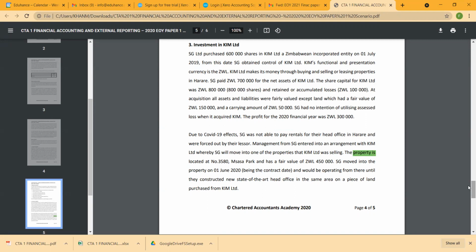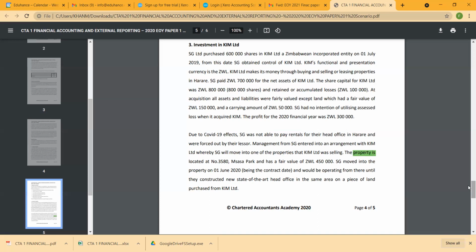Kim's functional and presentation currency is Zimbabwe dollars. Kim makes its money through buying and selling or leasing properties in Harare. SG paid 700,000 for the net assets of Kim. The share capital of Kim was $800,000, and the accumulated loss was $100,000. At acquisition, all assets and liabilities were fairly valued except land, which had a fair value of 150 and a carrying amount of 50,000. SG had no intention of utilizing assessed losses when it acquired Kim. The profit for the 2020 financial year was 300,000. Due to COVID-19, SG was not able to pay rentals for the head office in Harare and was forced out by the lessor.